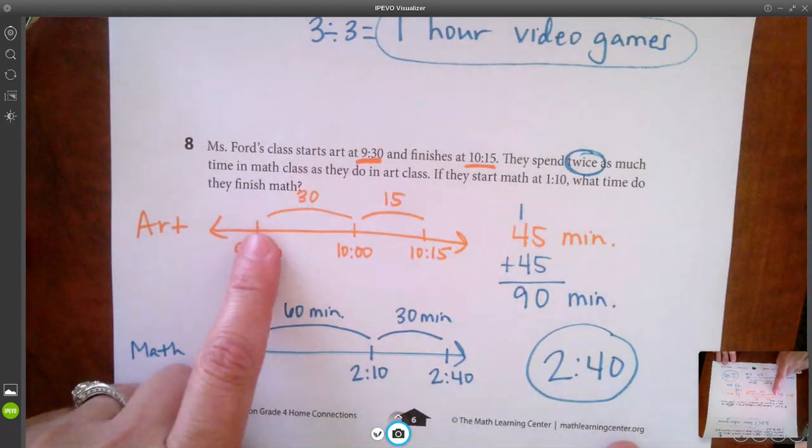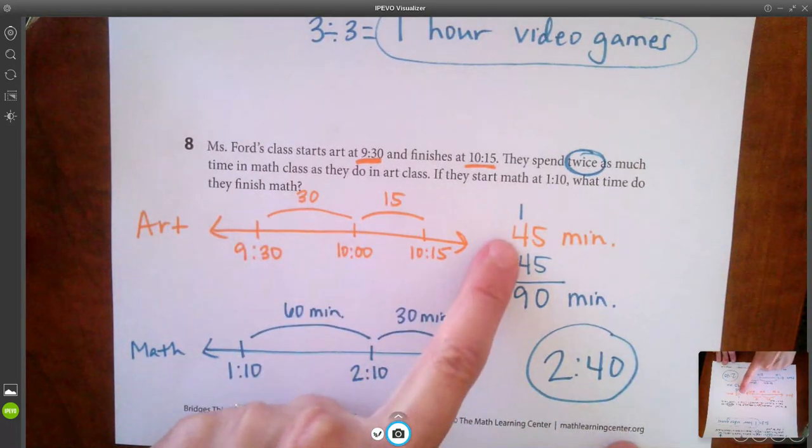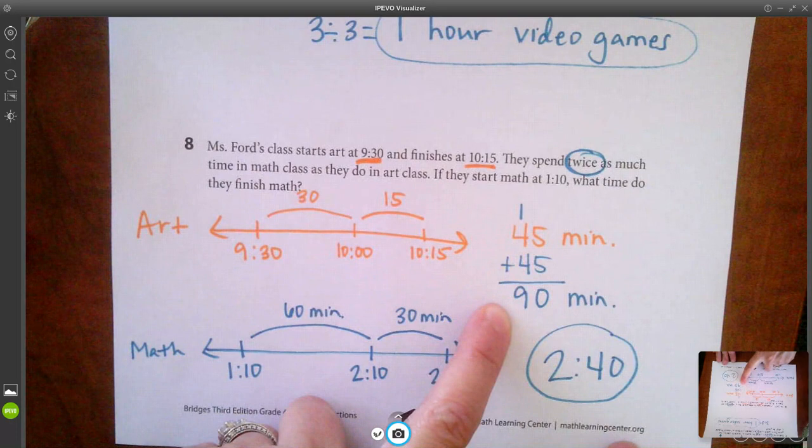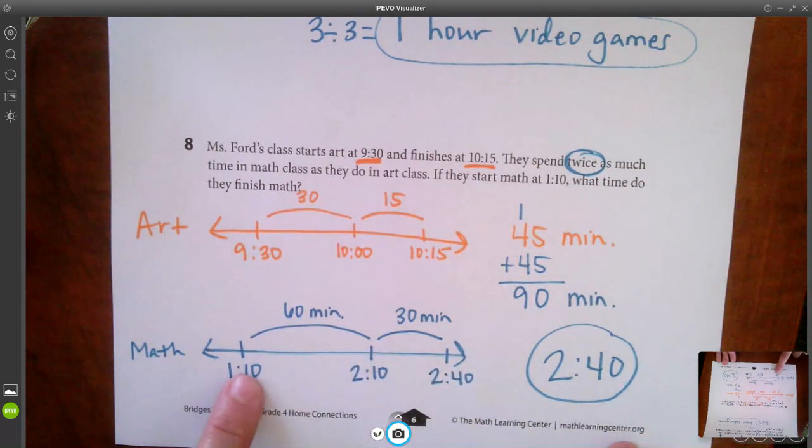So we figured out how long was art, and we doubled it. And then we jumped that 90 minutes. If math starts here, 90 minutes later, it ends there.